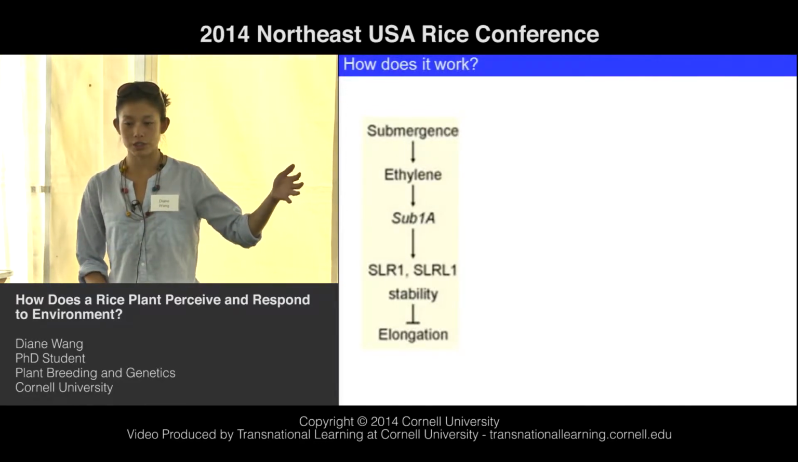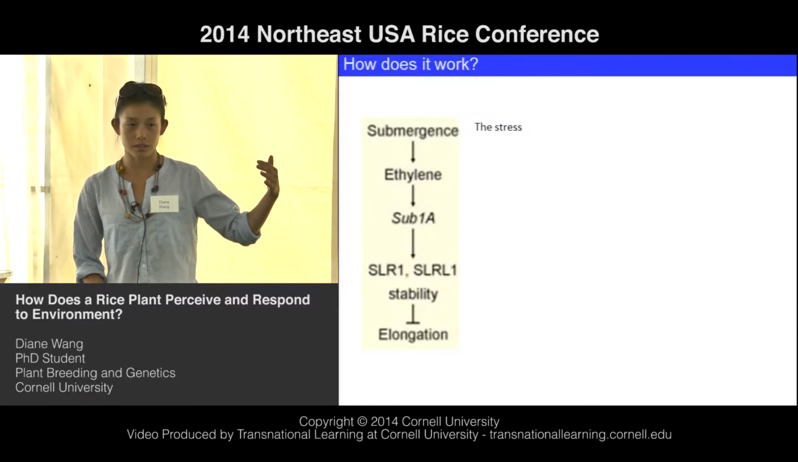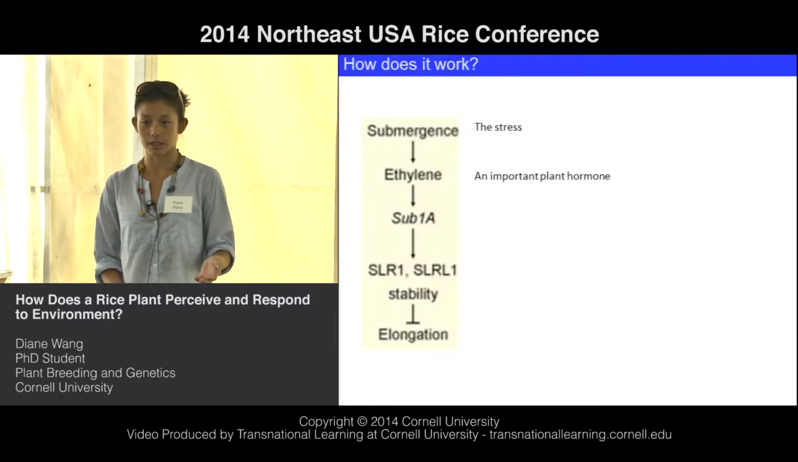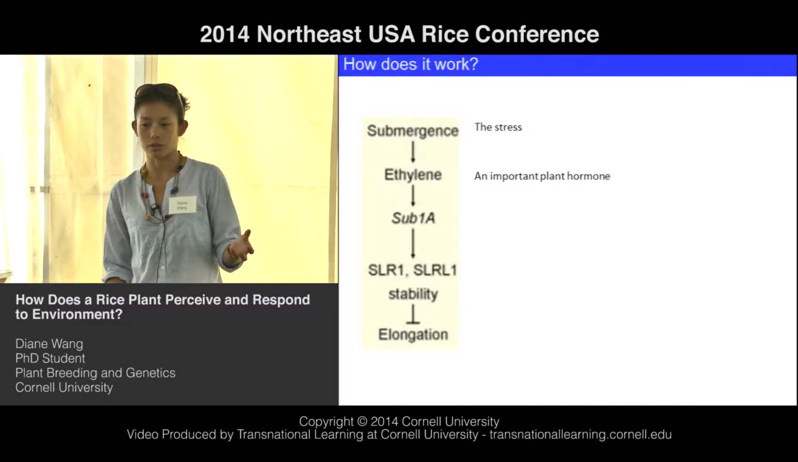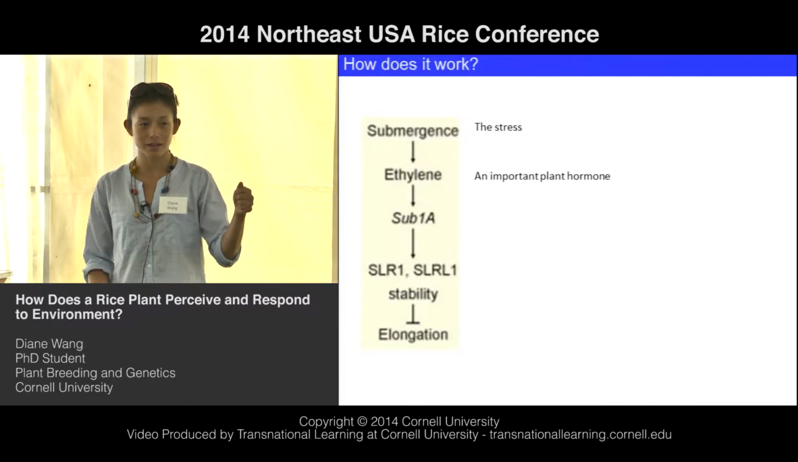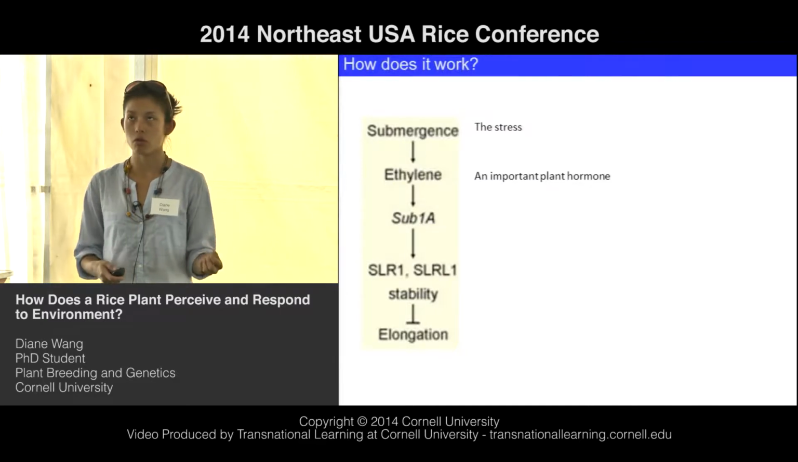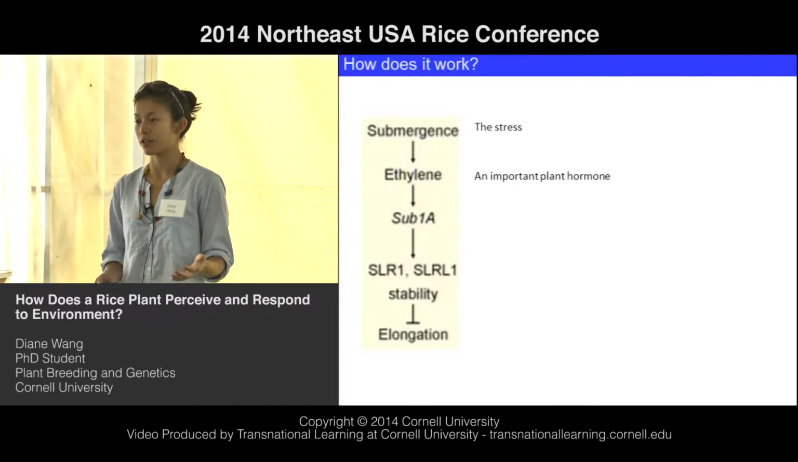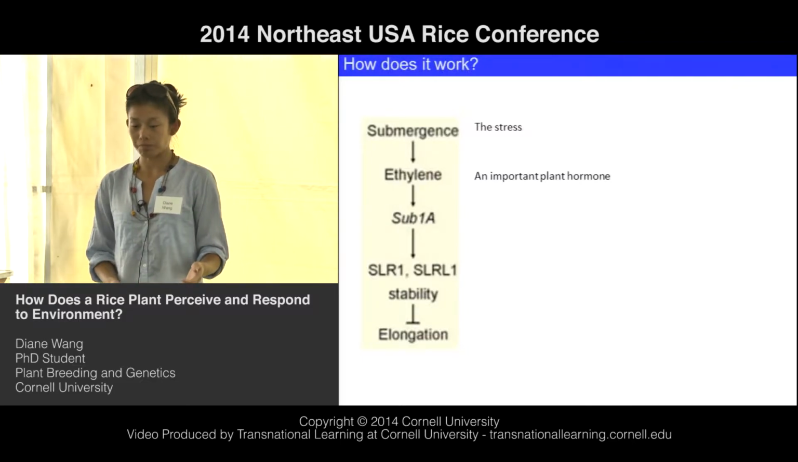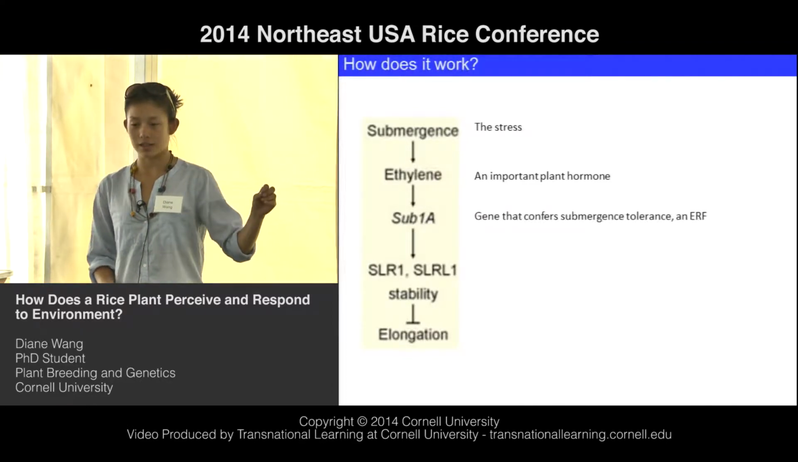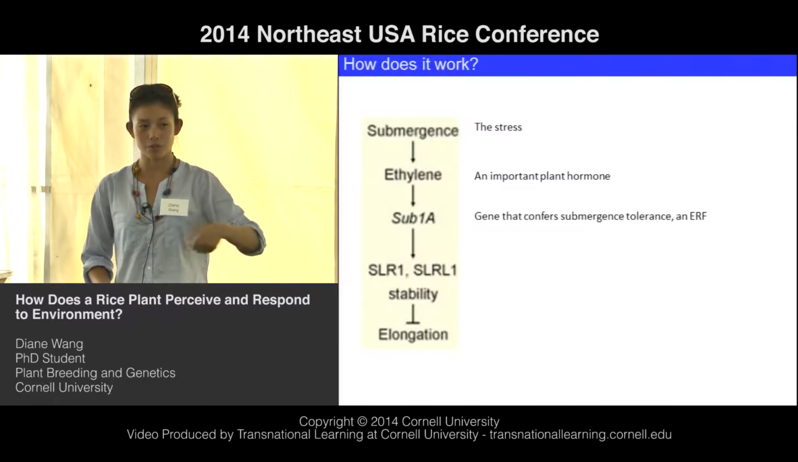So you have submergence, which is your stress. This induces the production of ethylene, which is a plant hormone, and probably some of you are familiar with ethylene. It's the ripening hormone. If you stick your tomatoes or your bananas that are still green in a brown paper bag, they'll ripen a little bit faster because they're surrounded by ethylene, which is actually the only plant hormone that's found in a gaseous state. So the ethylene promotes the expression of many genes, and one of which they found is SUB1A, and they characterize this as an ethylene response factor because it's induced by ethylene.